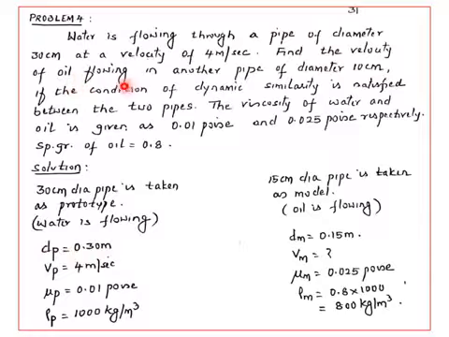Find the velocity of the oil flowing in another pipe. Here we have taken the 15 centimeters diameter pipe as the model, where oil is flowing. Therefore dm is 0.15. We have to find the velocity.